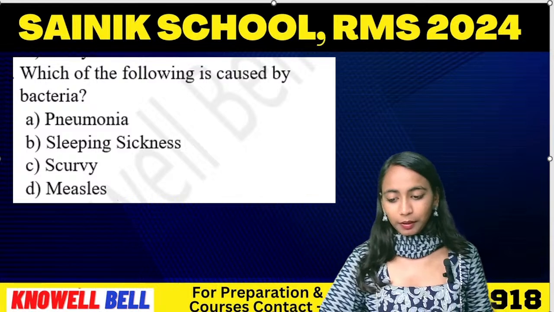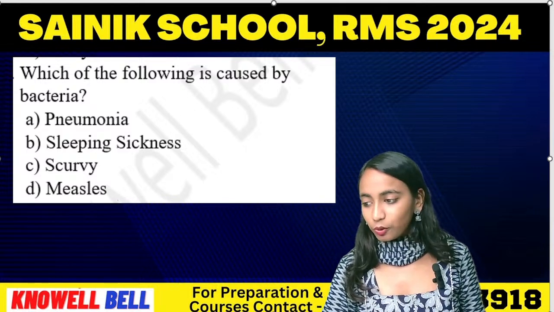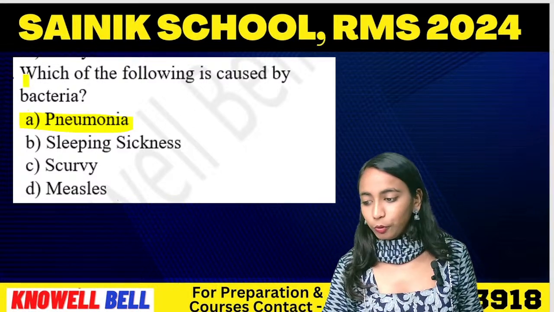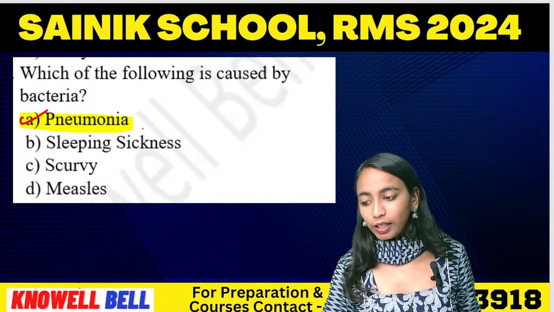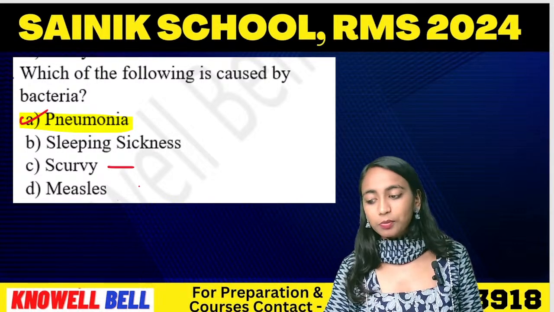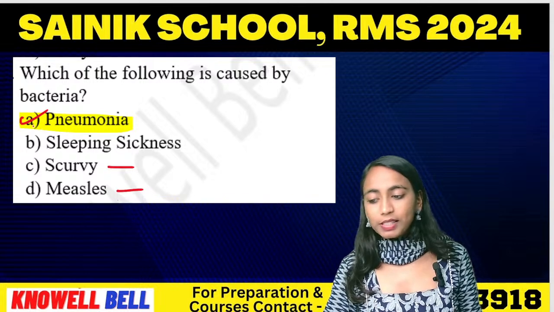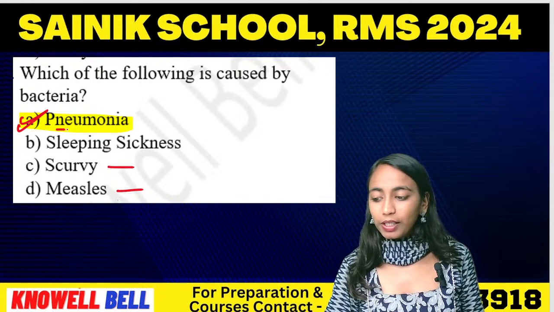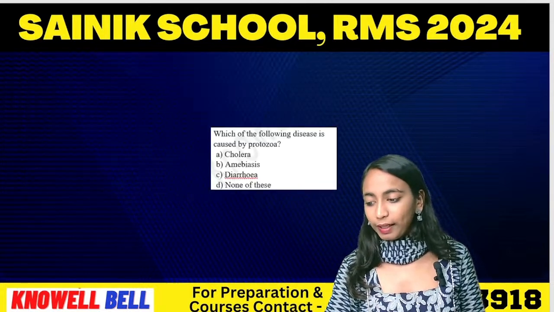तो यहाँ पे मैं ही answer बता देती हूँ that it is caused by pneumonia. Okay, pneumonia is caused by bacteria. Scurvy once again is a deficiency disease. Measles is a viral disease. So which disease is caused by bacteria? Pneumonia is the disease that's caused by bacteria.